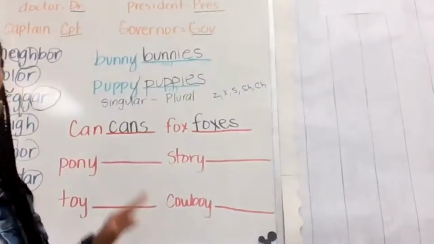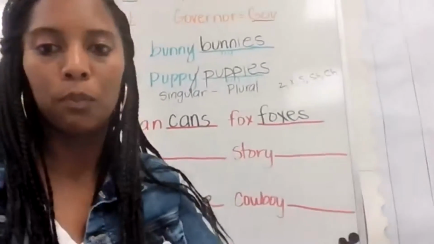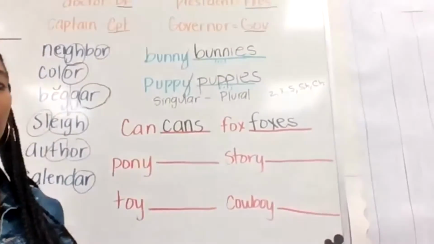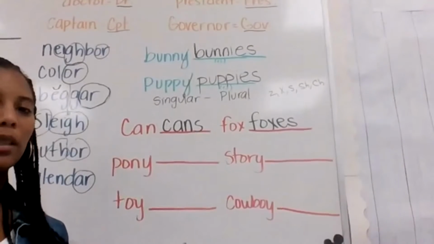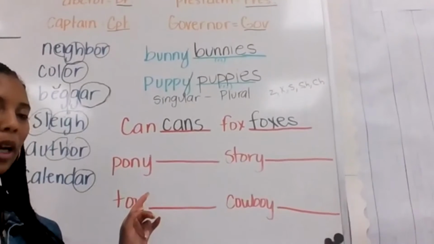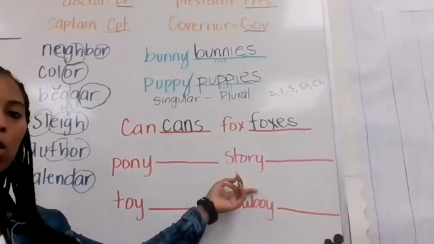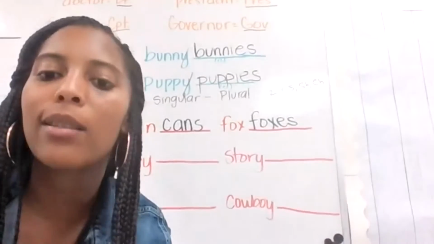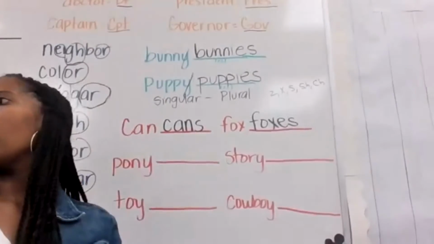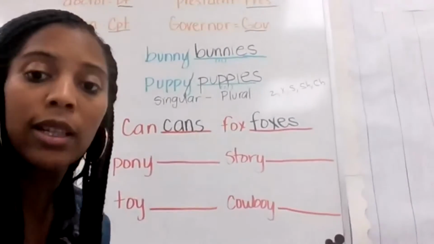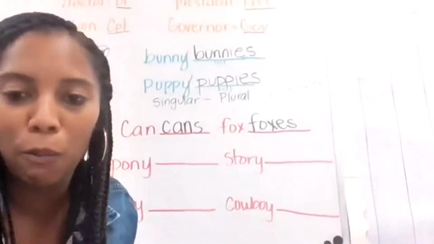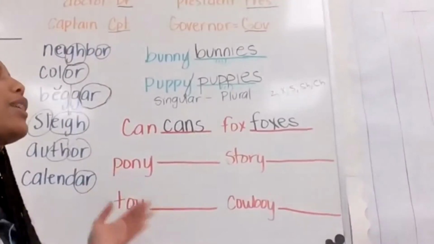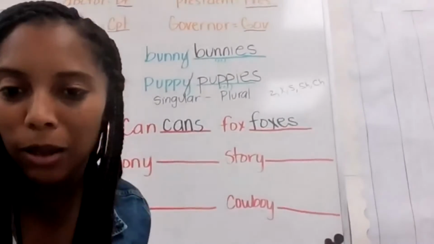Now, let's talk about a new one. Some words, in order to change into a plural, are pretty easy because it's similar to what we just did with the root word and suffix, right? So I have pony and I have story. These are singular nouns. Pony is a singular noun, it's only one. Story is a singular noun, it's only one. I want to turn these two singular nouns into plural nouns.